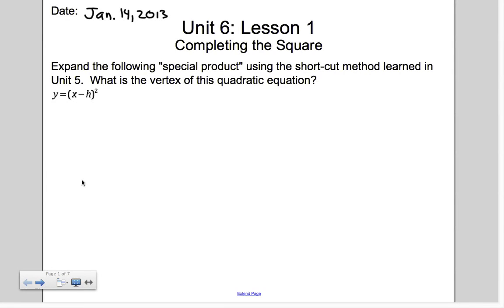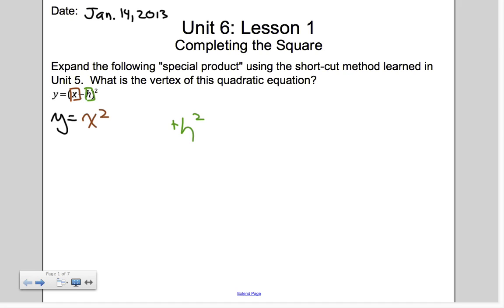Okay, so if you remember, when we took the shortcut from last unit of expanding what we call a perfect square trinomial, we just take this first term and we square it. So we get y is equal to x squared. And then we take the second term, h here, and that gets squared, and it's always positive because we're squaring it.